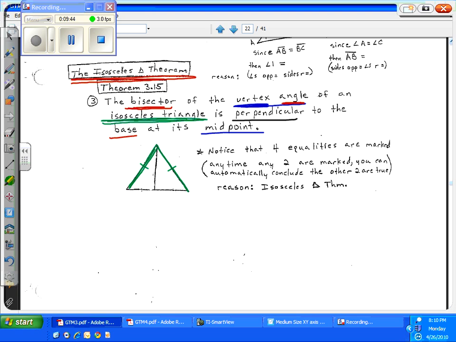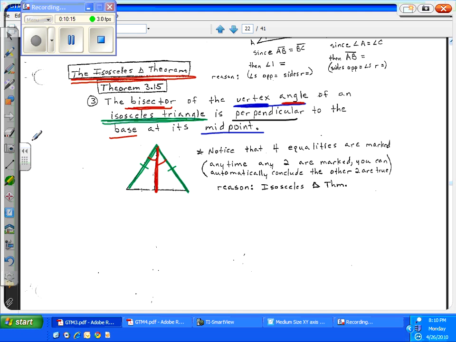So we're talking about bisecting this angle, and an angle bisector is a ray that divides an angle into two equal angles. Theoretically, the ray goes infinitely, so that would be a ray. The bisector of the vertex angle of an isosceles triangle. We've got it drawn, an isosceles triangle and the vertex angle bisector. So there we are so far.